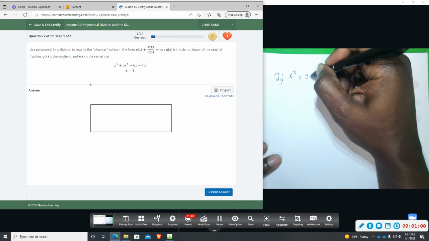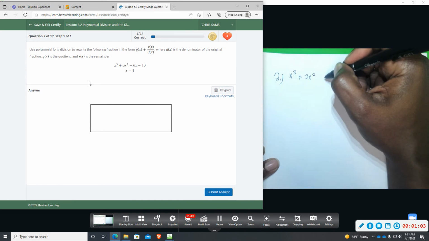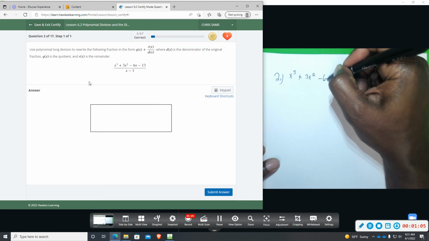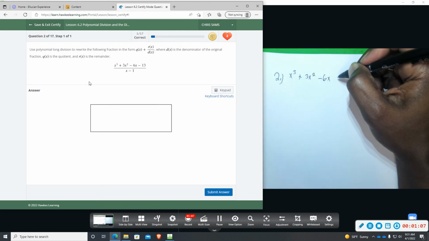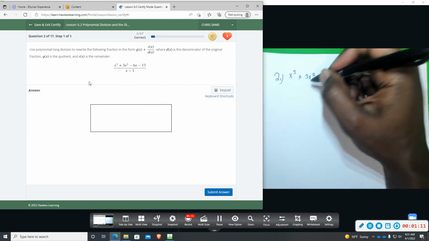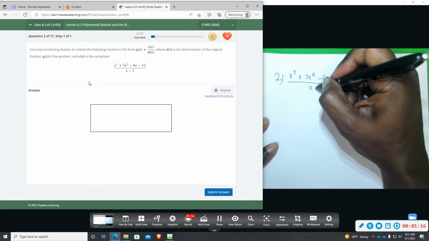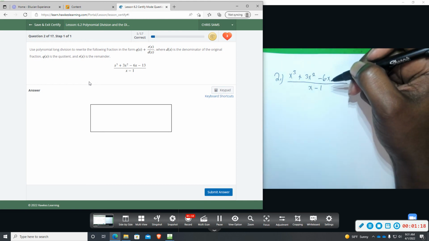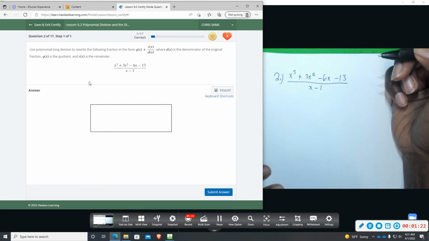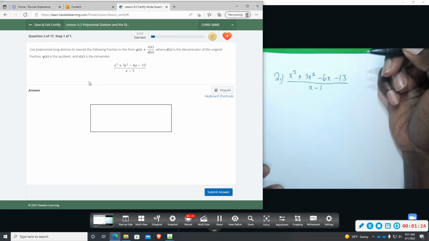plus 3x squared minus 6x minus 13. And then this is all divided by x minus 1. So this time, I'm going to do synthetic first.